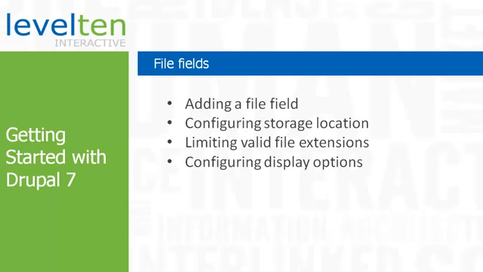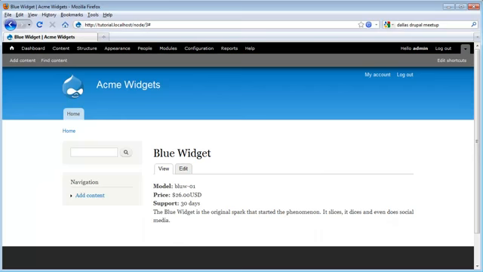the file field. In our demo site, let's say that Acme wants to attach some support documents to the product content type. We want to be able to add files such as guides and manuals to our product nodes. This is where the file field comes into play. To add a file field, we just need to go to where we can manage our fields. And that's underneath Structure, which I'm going to open in a new tab.